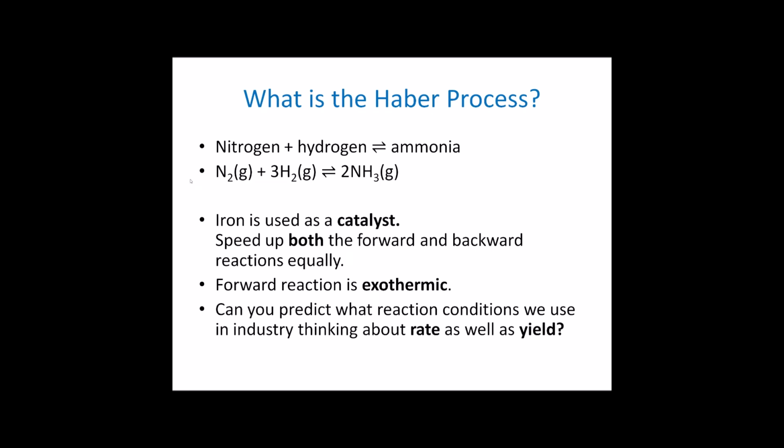Now, put the video on pause and have a little think about what reaction conditions would you use to maximize the rate using your knowledge about rates, which we've covered in previous lessons, and what conditions would you use to maximize the yield. So count the number of molecules of gas on each side, think about the fact the forward reaction is exothermic, the reverse reaction is endothermic. What would you use? So put the video on pause now and come up with some answers of your own, and we'll have a look through them in a minute.